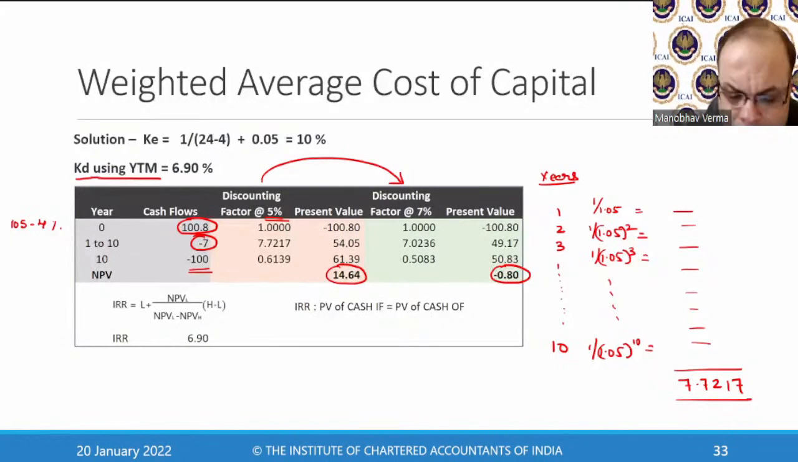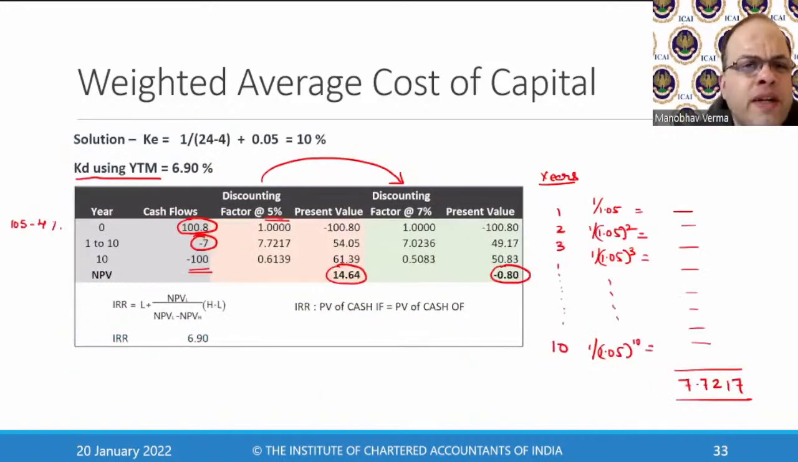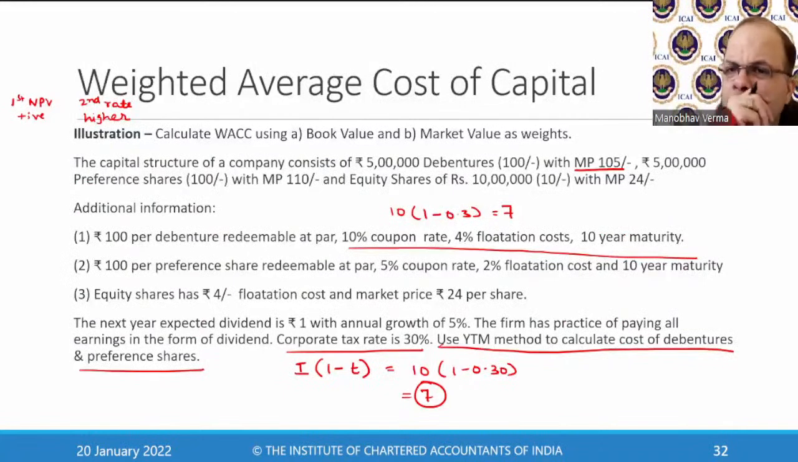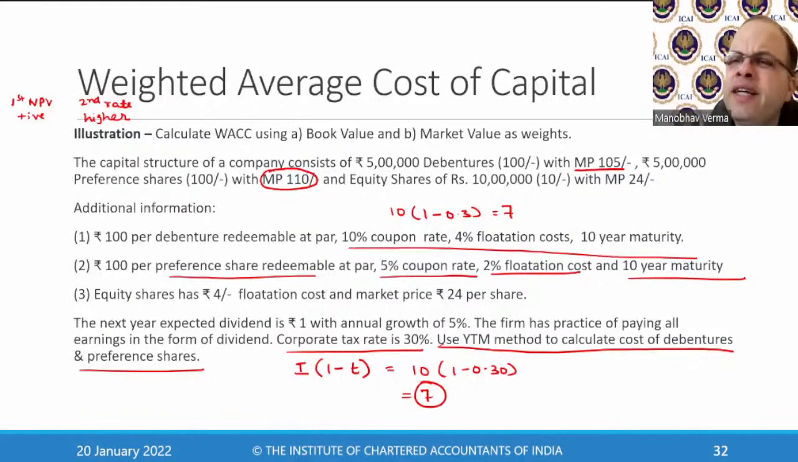Now, cost of debt is done. We similarly talk about preference, guys. Let's look at preference also. 100 per preference share, redeemable at par, 5% coupon rate, 2% flotation cost, and 10-year maturity. And what is the market value of the preference share? 110. And 2% is my flotation cost. And we are talking about 5% dividend.